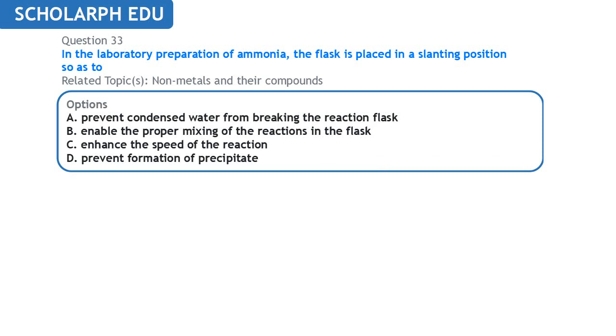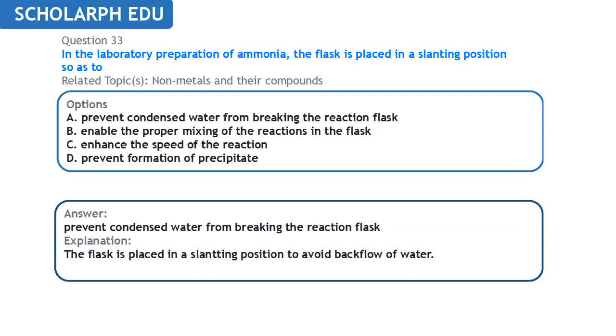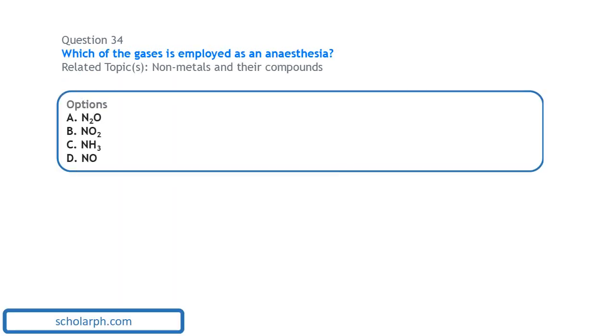In the laboratory preparation of ammonia, the flask is placed in a slanting position so as to prevent the condensed water, which is still hot, from breaking the reaction flask.